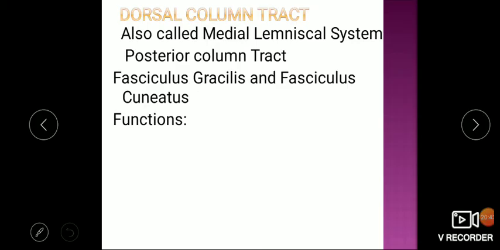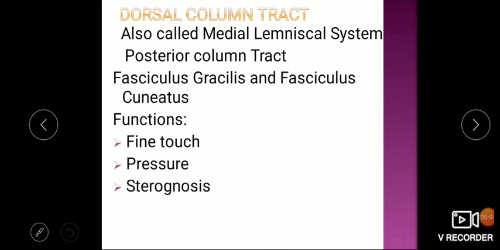Their function is basically fine touch with a force, that is called pressure. The combination of touch with pressure, meaning if anything is kept in the hand, we touch it and press and try to feel the object, is called stereognosis. Alternate touch is called vibration, and proprioception is the position sense. So these are the important functions carried out by the dorsal column tract.